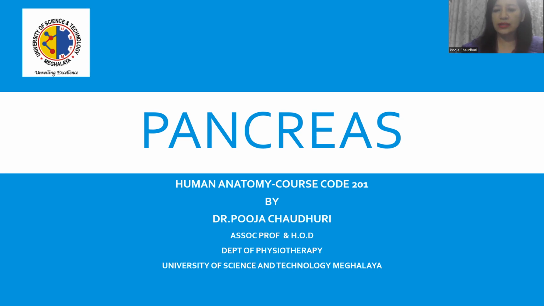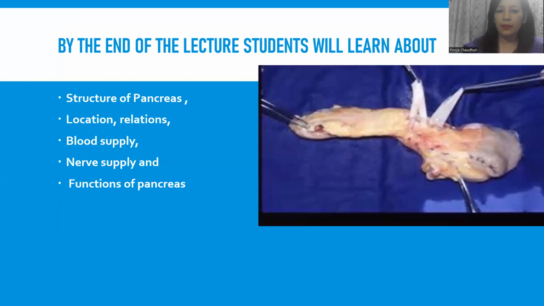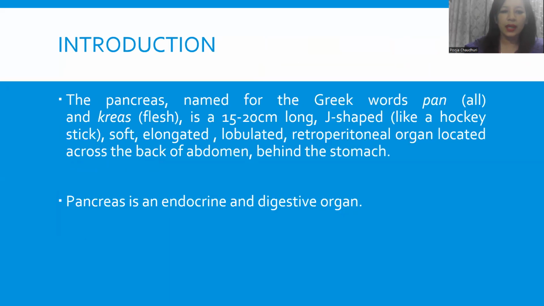Today I'm going to discuss the pancreas, which is a topic in human anatomy in second semester, course code 201. By the end of this lecture, students will learn about the structure of the pancreas, location, relations, blood supply, nerve supply, and functions of the pancreas.